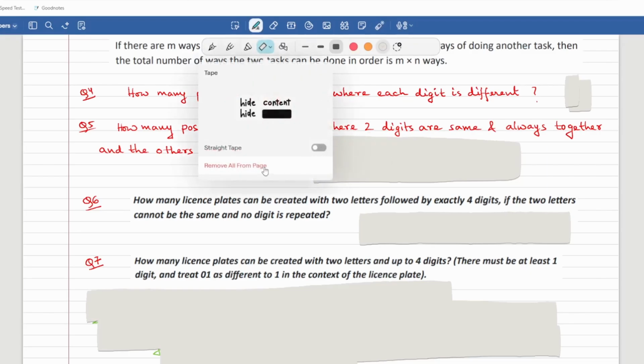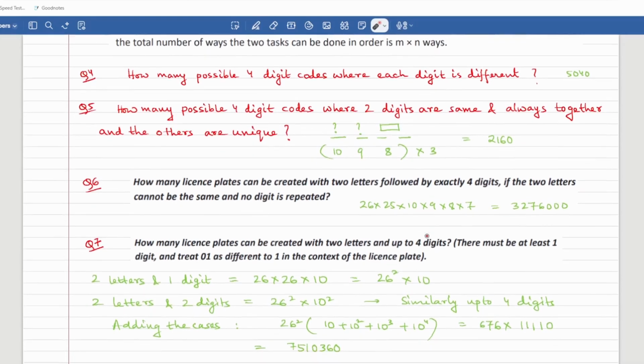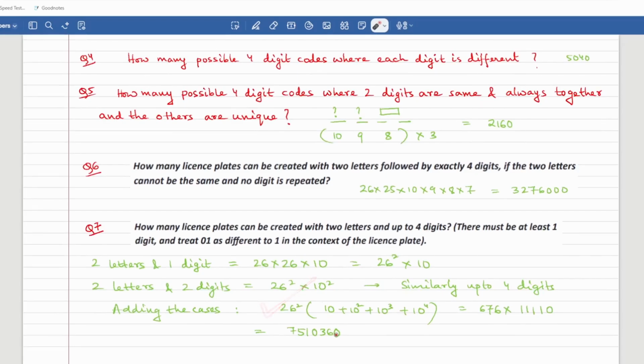Anyway, I'll reveal all the answers. Please check your calculation and steps. 5040, 2160. This enormous multiplication is 3276000. And for this calculation, you can use the formula for GP and you will end up with 7510360.